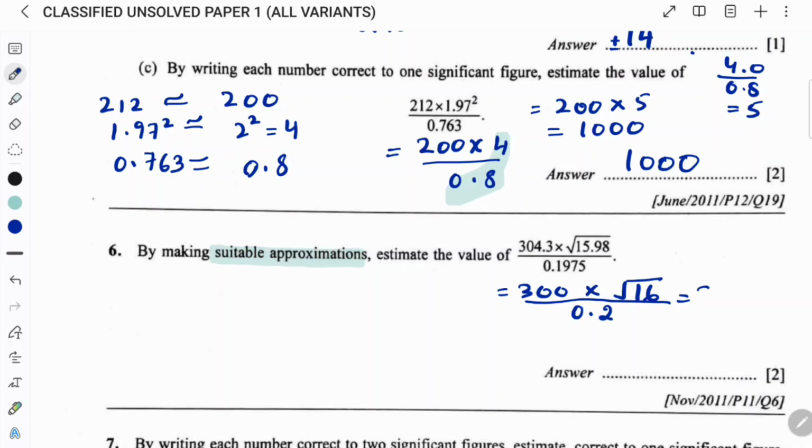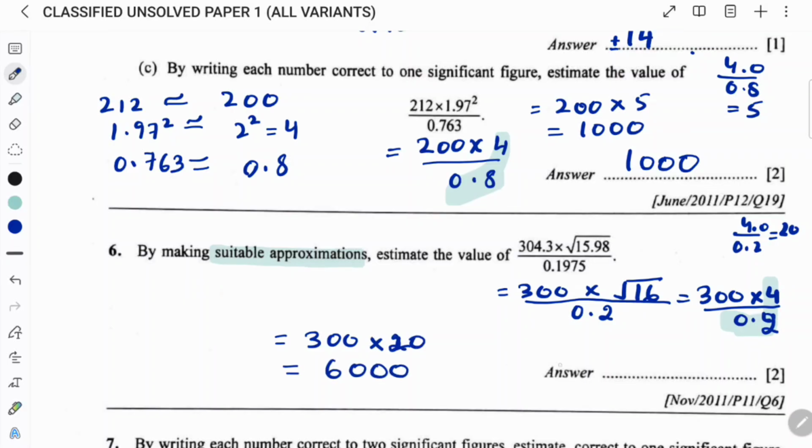So this is 300 times 4 divided by 0.2, and you know 4 divided by 0.2 is how much? So 4 divided by 0.2 is actually 40 divided by 2, and 40 divided by 2 is 20. Sorry, it's 20. So 3 times 2 is 6, and then it is 6,000.